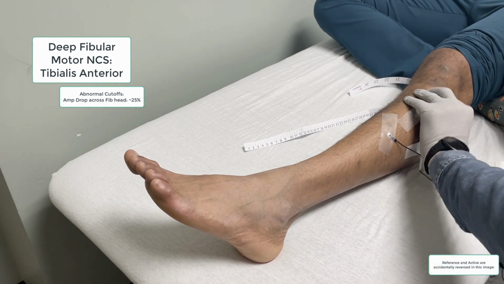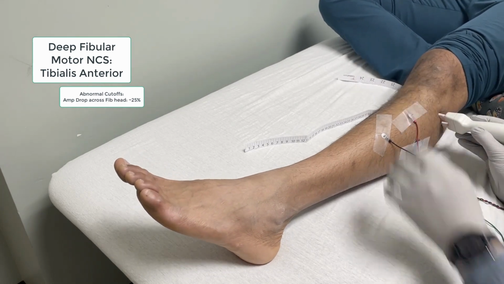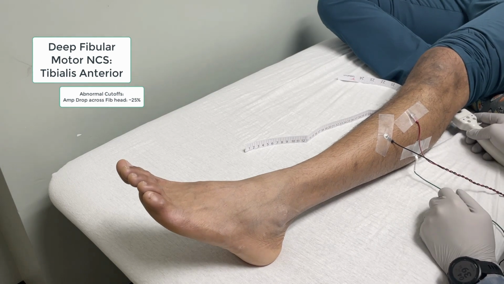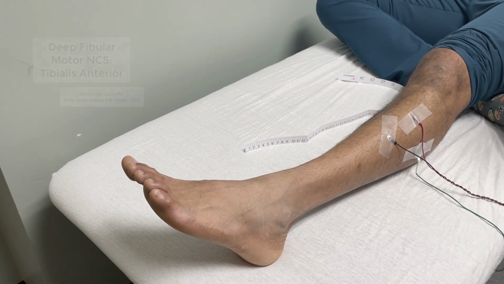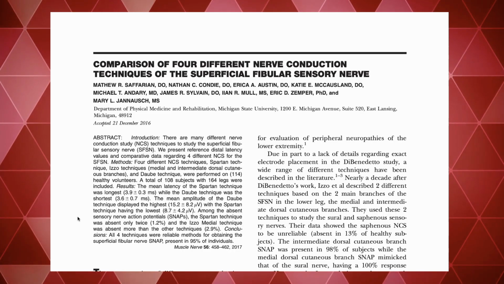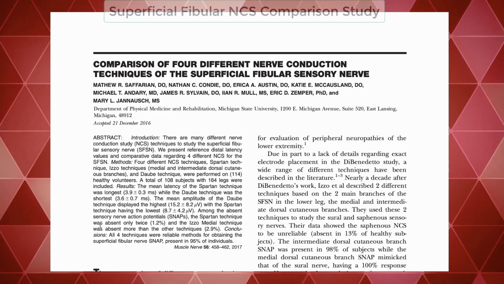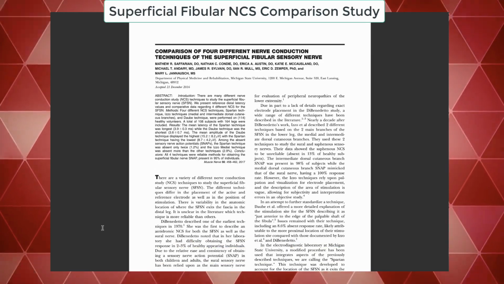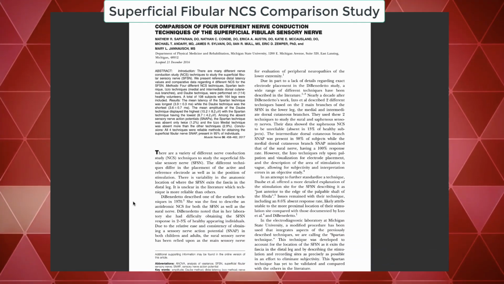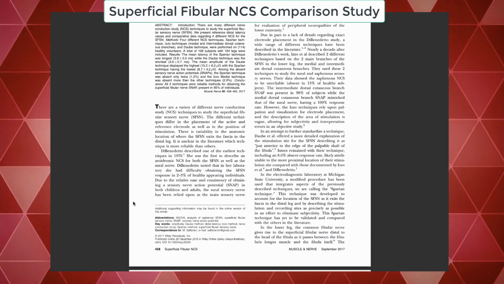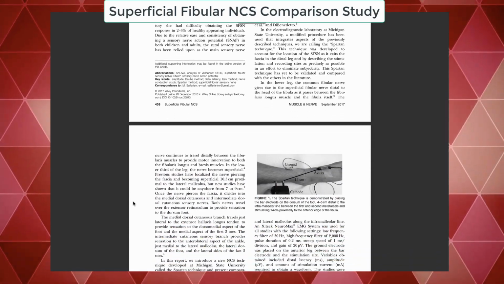The stimulator placement sites are exactly the same as with EDB, placed at the fibular head and in the popliteal fossa. In regards to the technical aspects of the superficial fibular sensory nerve conduction study tests, let's take a look at a 2016 paper that was completed by the Michigan State University faculty, which includes Dr. Safarian, Dr. Condi, Dr. Sylvain, and Dr. Andery, to name a few.